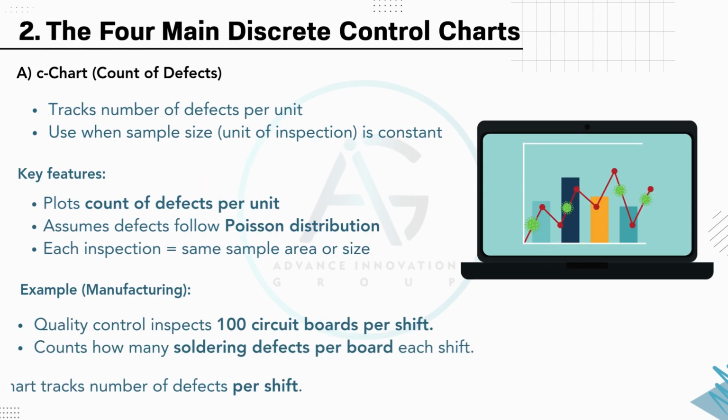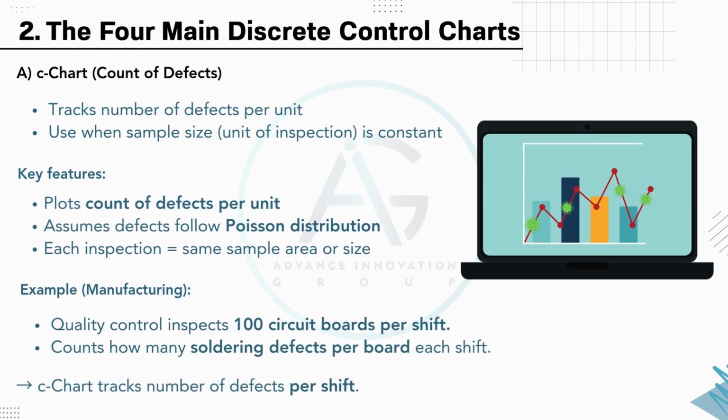Let's begin exploring the first of the four main discrete control charts, the C chart. A C chart is used when we are tracking the number of defects per unit. It's important to note that we use this chart only when the sample size is constant, meaning we inspect the same amount of product or area every time.